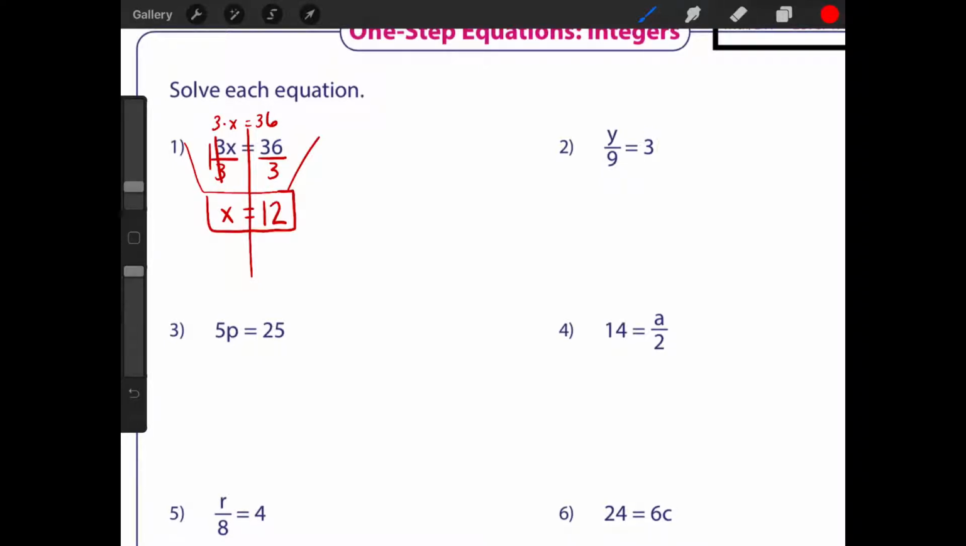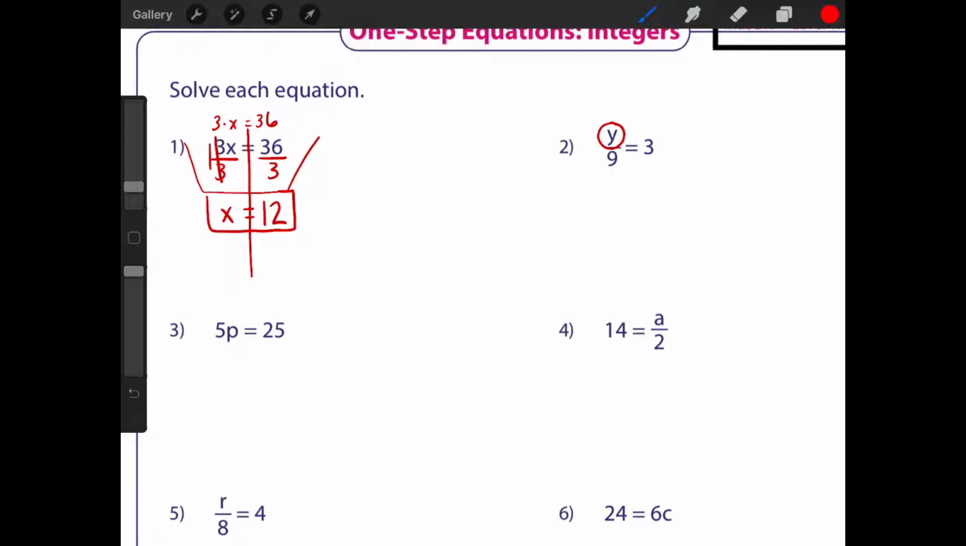Number 2, we have division. So a lot of kids don't realize that a fraction is actually just a division problem. And it's showing us how we're dividing something up. Well, in this case, we have some number that we're unsure of. We're trying to get it by itself. It's our variable y, and it's being divided by 9.